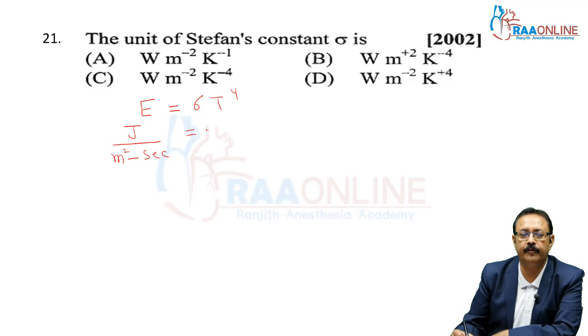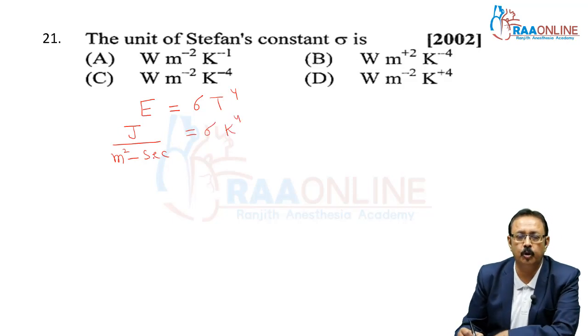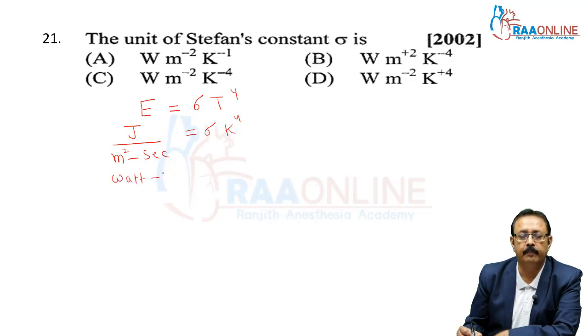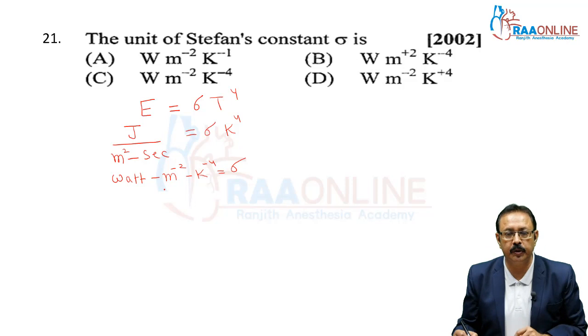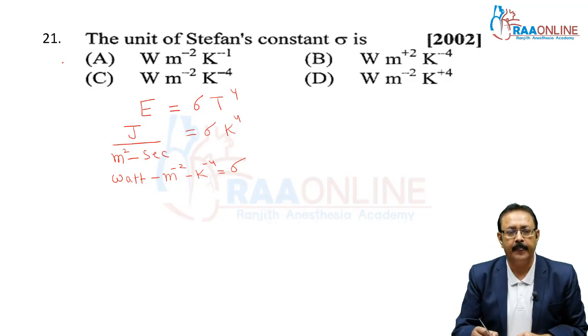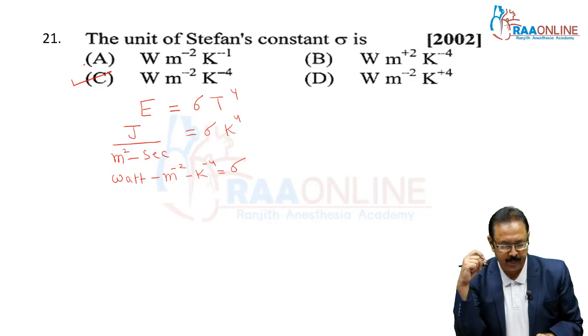And what is the unit of temperature? Kelvin. Kelvin raised to the power 4. Joule per second is watt. So what we are getting? Watt per meter square. Take meter in numerator. Joule upon second is watt. Take K4 at this place, so it will become K raised to the power minus 4. It is the unit of sigma: watt meter raised to the power minus 2, K raised to the power minus 4. So we are going with C. So the correct answer was C.